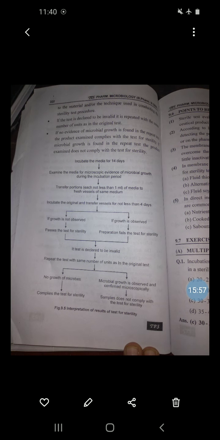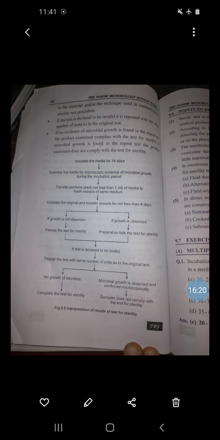Then if the test is declared to be invalid, it is repeated with the same number of units as in the original test. If no evidence of microbial growth is found in the repeat test, the product examined complies with the test for sterility. If microbial growth is found in the repeat test, the product examined does not comply with the test for sterility.